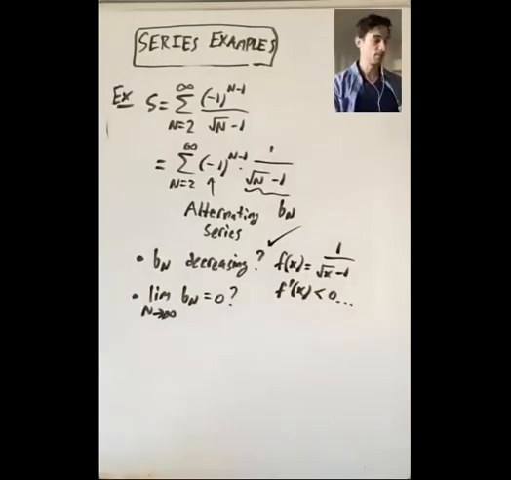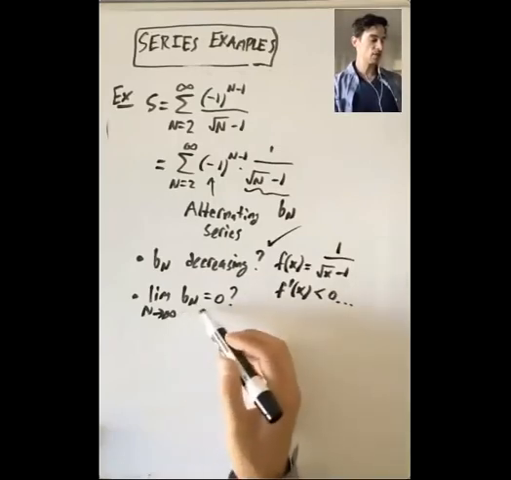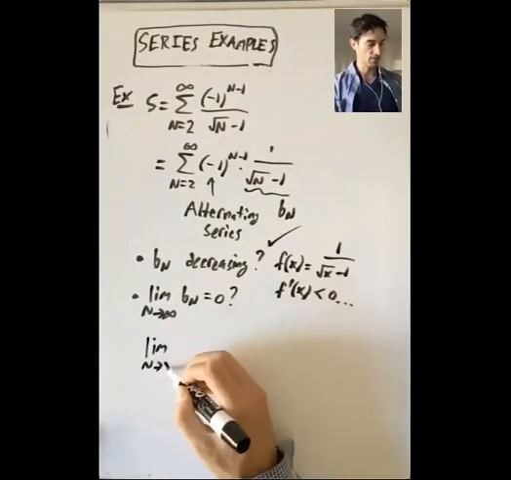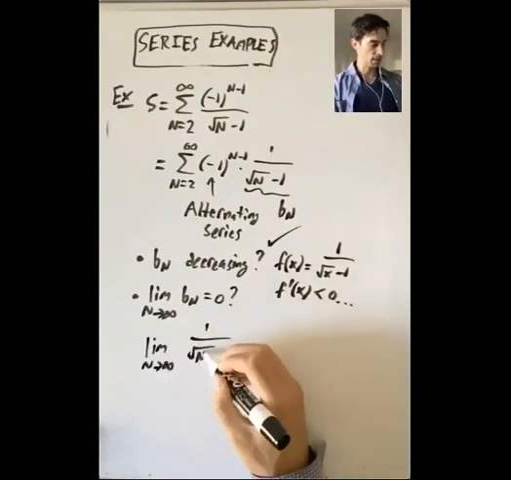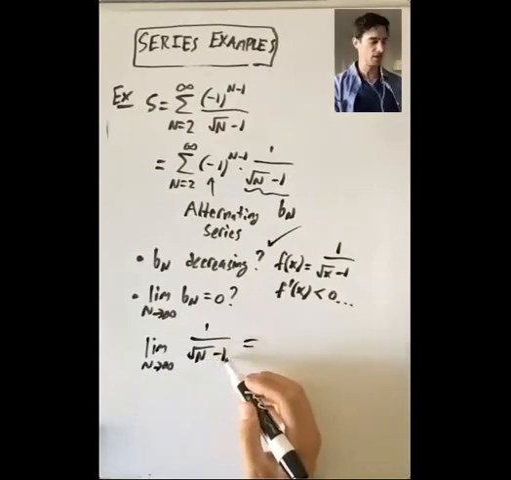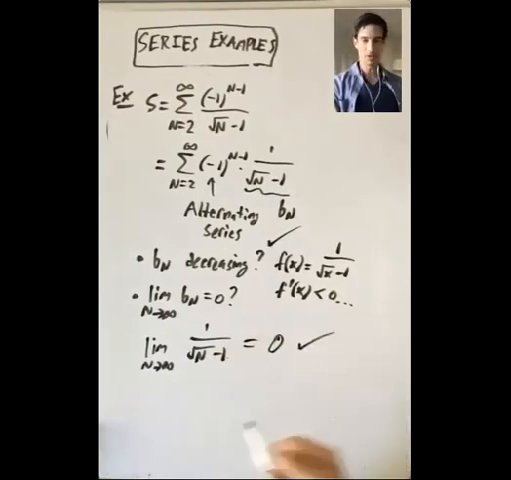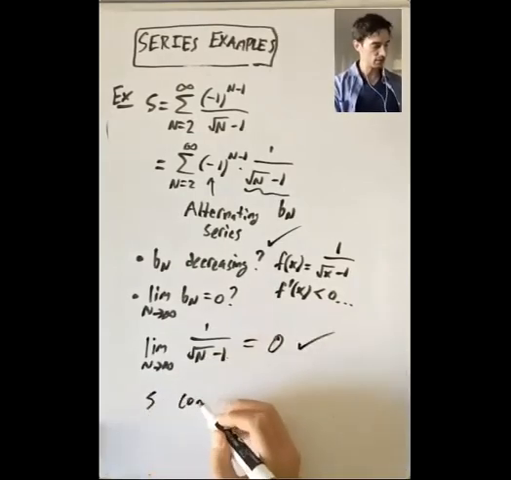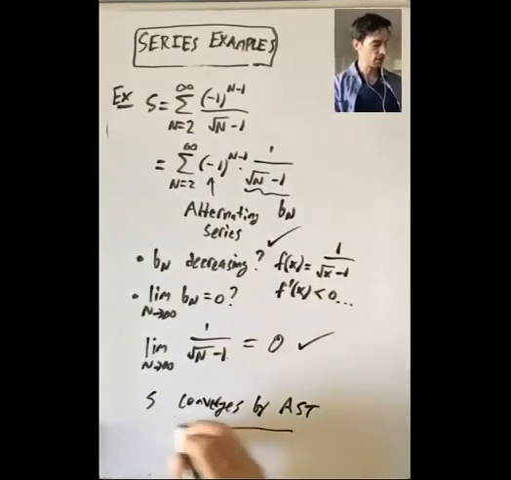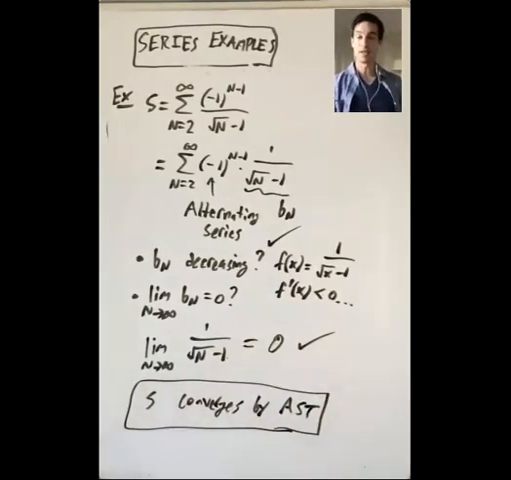So you don't have to do this whole first derivative test part here, but you can get away with doing something a lot simpler. And now the limit as n goes to infinity of Bn, well, that's the limit as n goes to infinity of 1 over square root of n minus 1. And as n gets really large, square root of n gets really large, and square root of n minus 1 is still going to infinity. So this is 0. So that's it. So S converges by the alternating series test. So again, I just want to emphasize, the alternating series test is only useful when you have an alternating series, but when you do, it's generally pretty easy to apply.